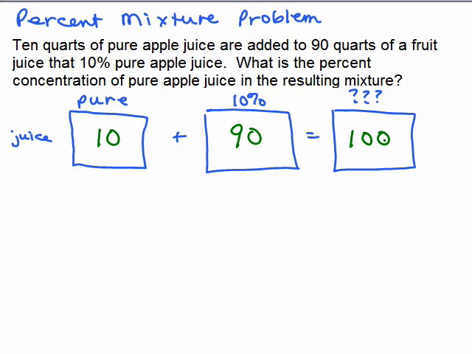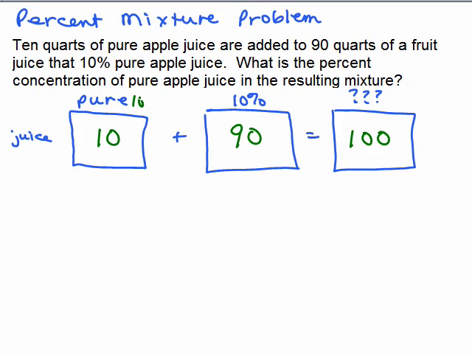100 quarts. All right. But it's asking us about the percent concentration. In other words, right here, we don't know what percent this is in the mixture of pure apple juice. And also, when it says pure apple juice, it did not give us the percent at all. So we have to think about what that means. What does it mean to be pure apple juice? That means it's all apple juice, 100%.